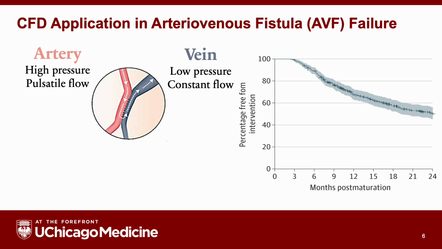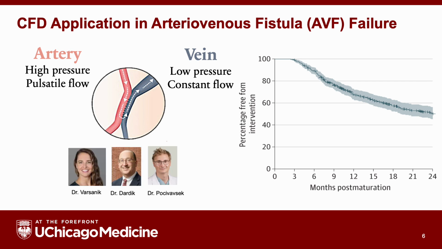What is an AVF? It's a connection between artery and vein to provide an access point for dialysis. The AVF perturbs the native hemodynamics pattern by connecting the high-pressure pulsatile flow in the artery to the low-pressure constant flow in the vein. AVF patency and freedom from intervention decrease long-term, posing a challenge to better understand the consequence of hemodynamic perturbations. I will present how we use CFD to better understand the hemodynamics in this system and its link to AVF failure.